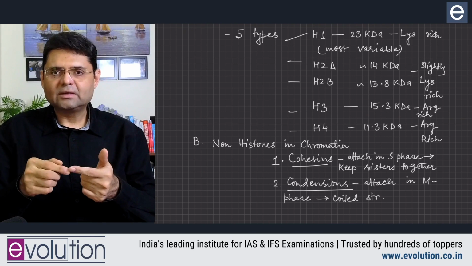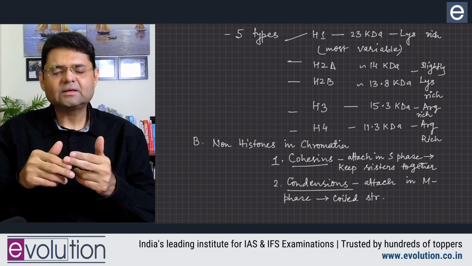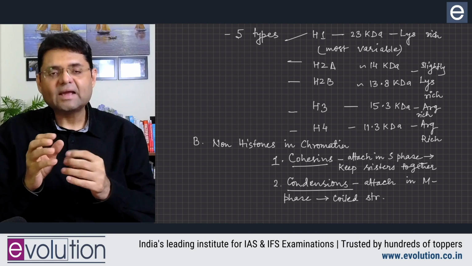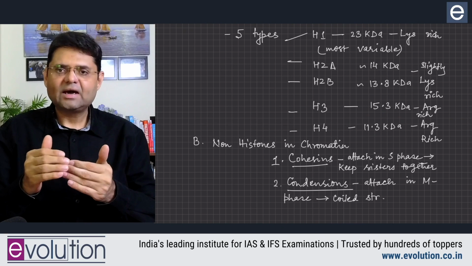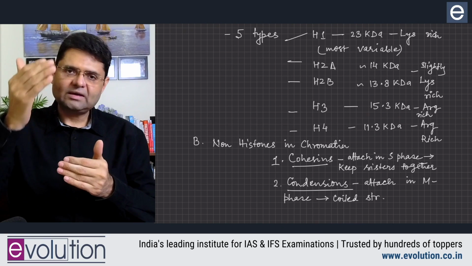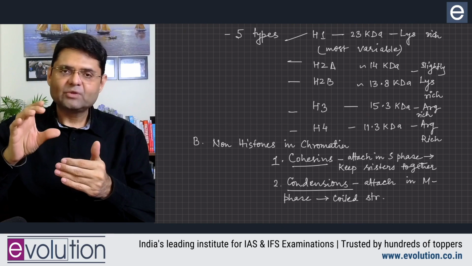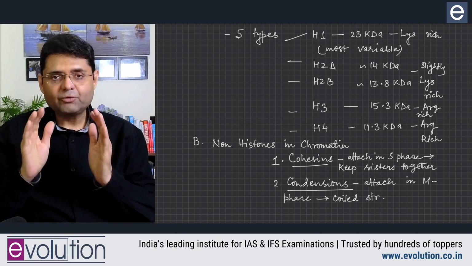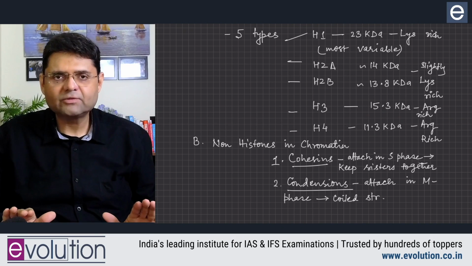Okay. The first one is lysine rich. The second and third one, that is H2A and H2B, are slightly lysine rich. And the last two, H3 and H4, are arginine rich. So the top one is lysine rich, 2A and 2B are slightly lysine rich, 3 and 4 are arginine rich. This is not very difficult, but if you put it, it will instantly separate you from 98% of the candidates.